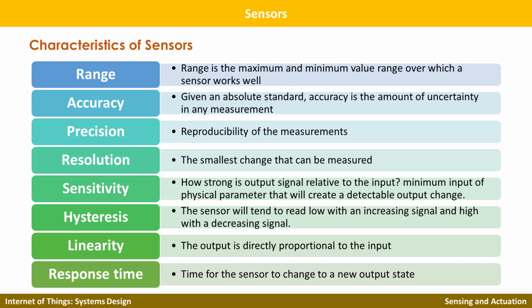There are a number of characteristics that you need to consider when selecting sensors. There are range, accuracy, precision, resolution, sensitivity, hysteresis, linearity, and response time. Let us go through them one by one. Range is the maximum and minimum value which the sensor works well and can measure. So the maximum and minimum value of temperature or humidity or whatever the sensor you're looking at.